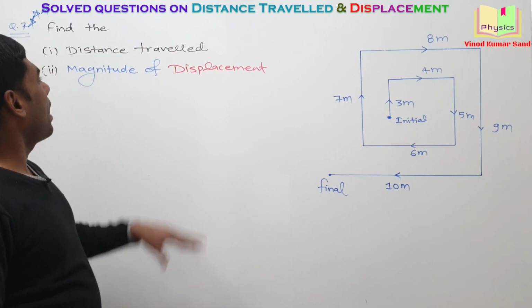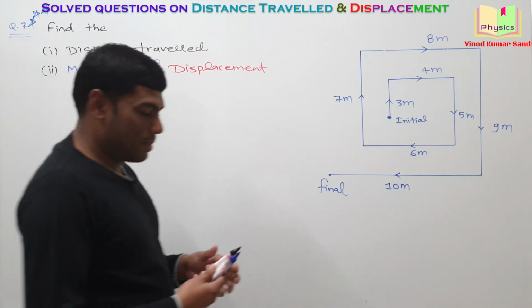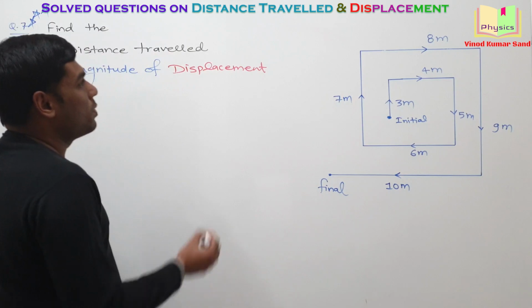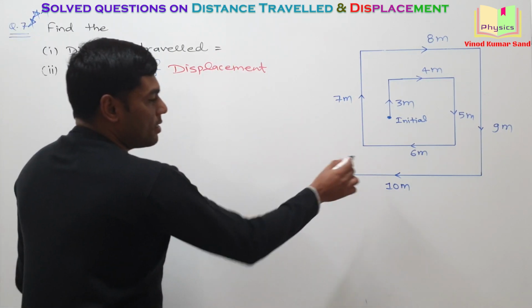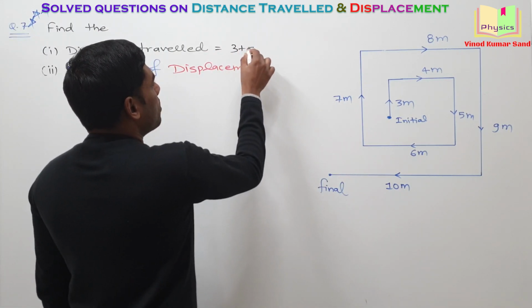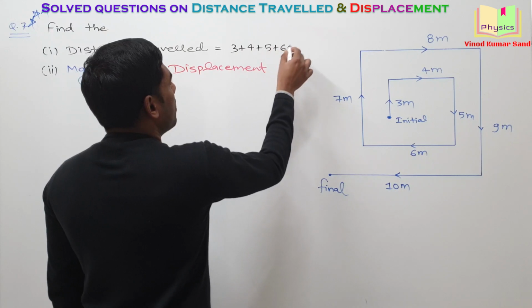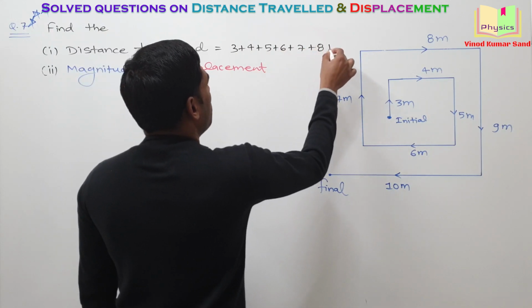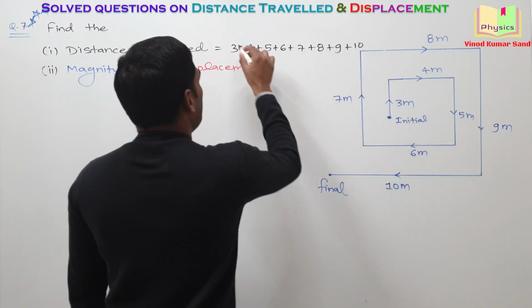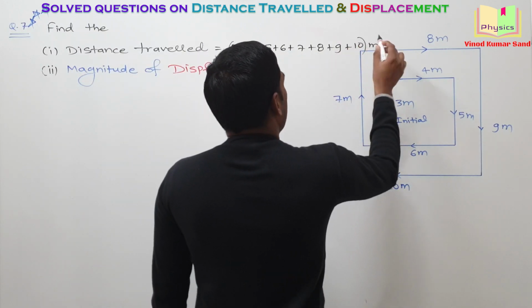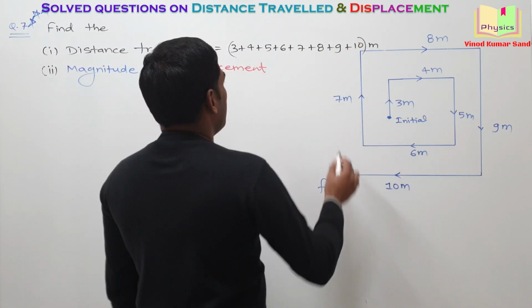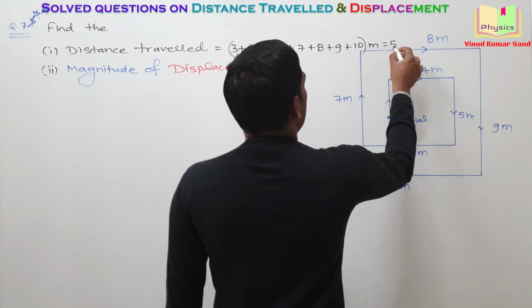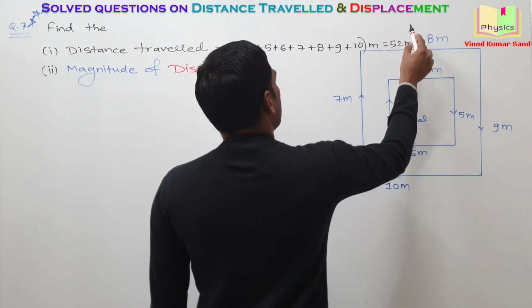So the first part, the distance traveled, is pretty easy. We have to sum up all these distances. So 3 plus 4 plus 5 plus 6 plus 7 plus 8 plus 9 plus 10 meter. Do the calculation. How much is this? It comes out to be 52 meter.